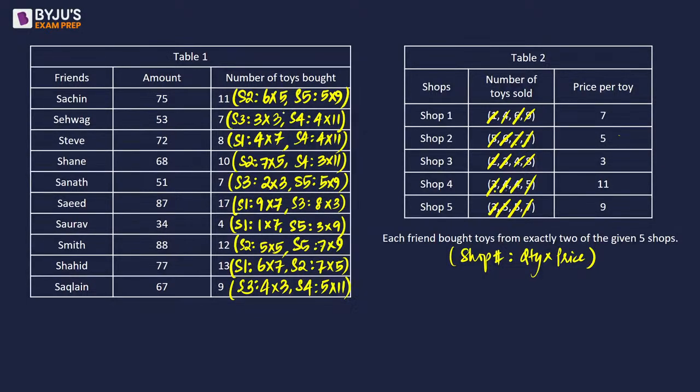Let's look at Sachin. He bought S2, S5. Do we have S2, S5 again? Yes. So we have got Sachin and Smith. Dono same pair of shops hain. So this is 1 pair of friends. S3, S4. Do we have S3, S4 again? Yes. So Sehwag and Sakleen, this is the second pair. Next, we have S1, S4. Do we see S1, S4 again? No. S2, S4. Do we see S2, S4? Nope. S3, S5? No. S1, S3?